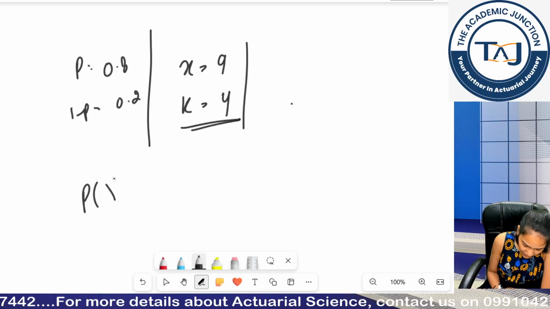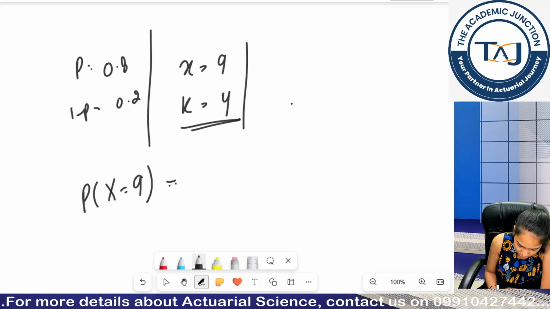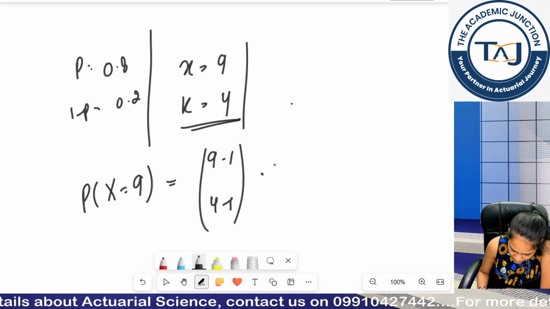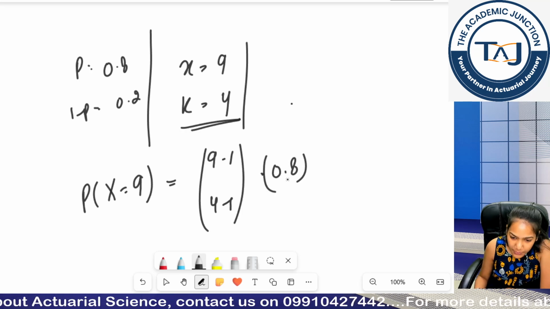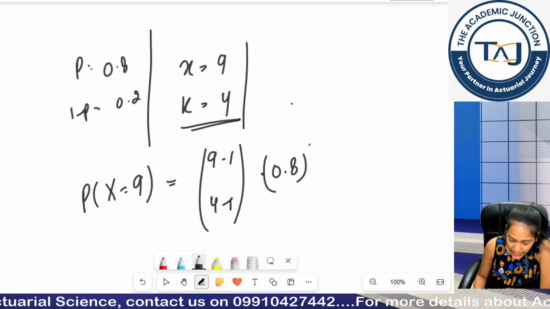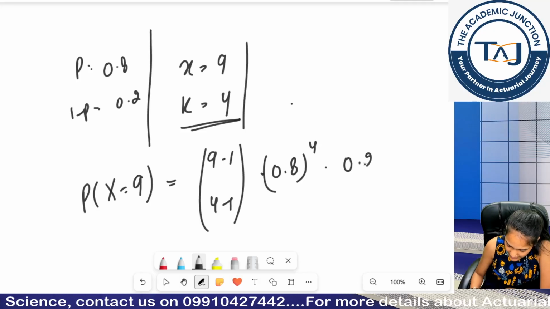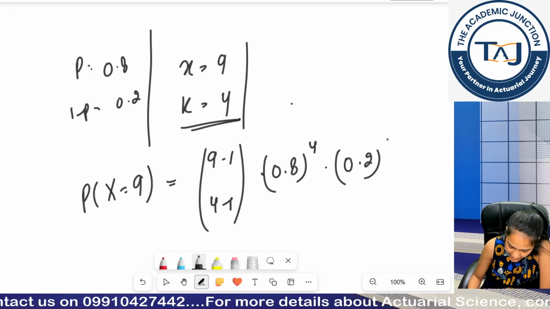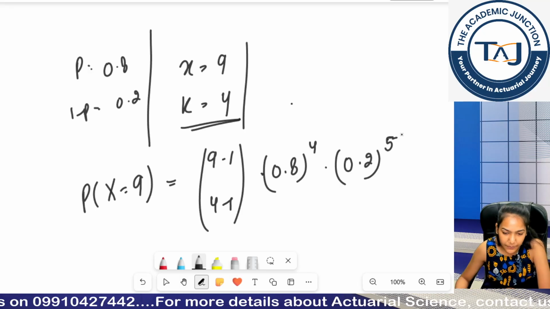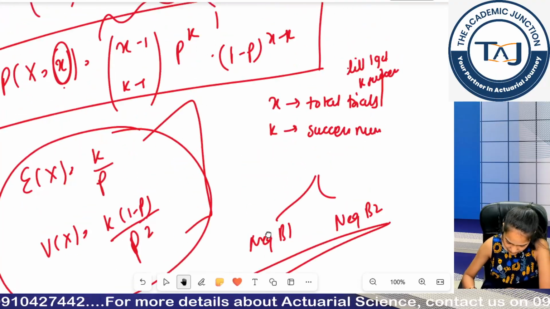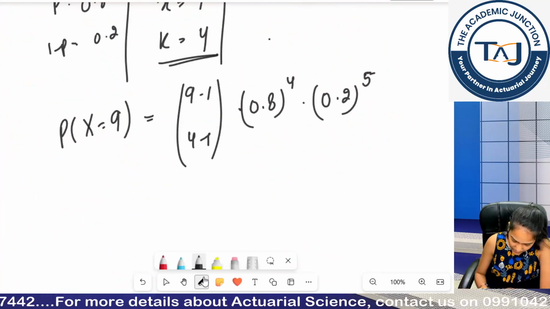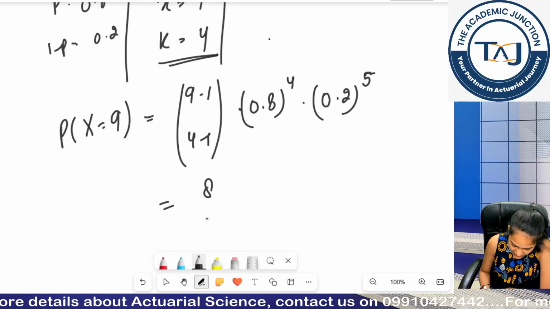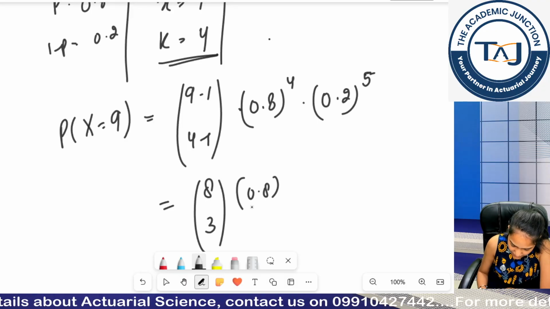So what will be my formula? P of x equals 9 will be 9 minus 1 C 4 minus 1, that is x minus 1 C k minus 1, into success probability raised to the power k, 4, and my failure probability raised to the power x minus k. So 9 minus 4, which is 5. Clear? Solve this and give me the answer. What is the answer coming out to be?